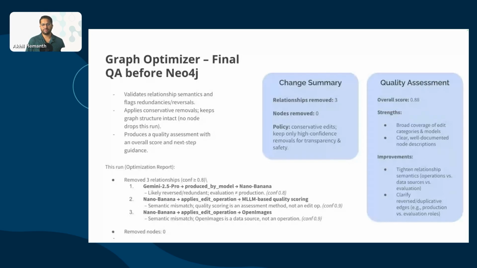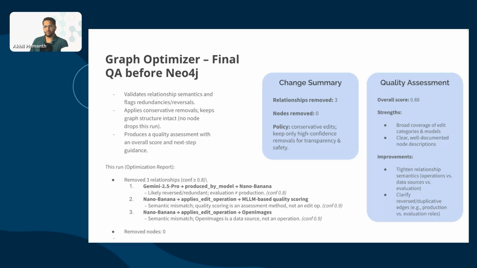It looks at everything and finds similarities and suggests that these things need to be removed because it has its own set of reasoning. For example, in this particular run, it removed three relationships, which are Gemini 2.5 Pro produced by model, and Nano Banana. It was likely redundant, and the reasoning is that it was likely reversed or redundant. Then Nano Banana applies edit operation to an MLM-based quality scoring. This is a semantic mismatch. Quality scoring is an assessment method, not an edit op.